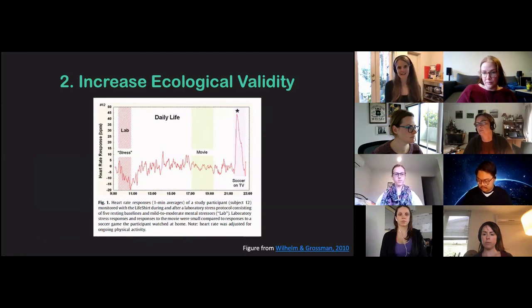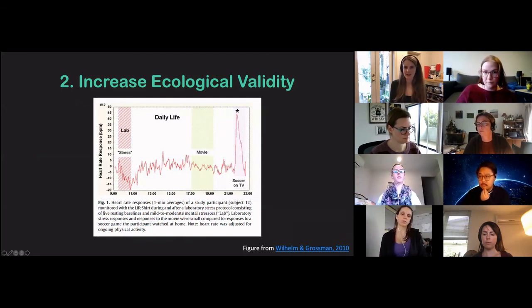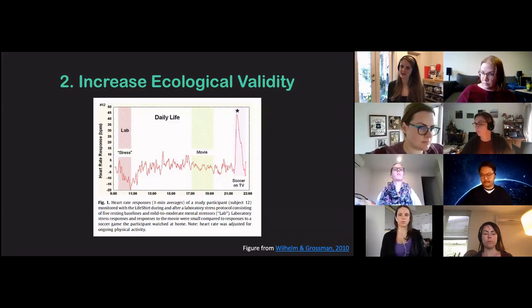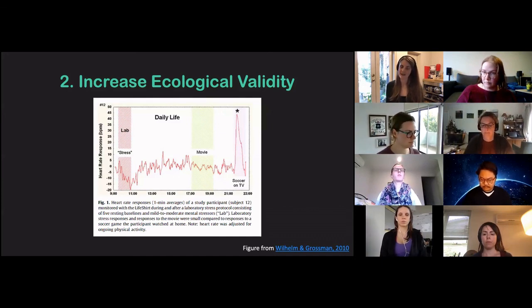I think a really nice example of this comes from this paper by Wilhelm and Grossman. They had participants in the lab do a TSST, the Trier Social Stress Test. Those of us who study stress are probably pretty familiar with this, but it's a quite stressful public speaking task. Participants have to do this public speech with little preparation, and then they sit across from a panel of people in white coats who look at them angrily as they talk. You can see there's a spike in this person's heart rate while they do that task in the lab. And then they have her wear a heart rate monitor out into her real life.